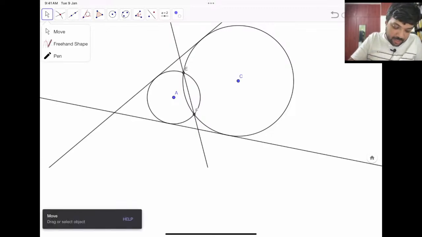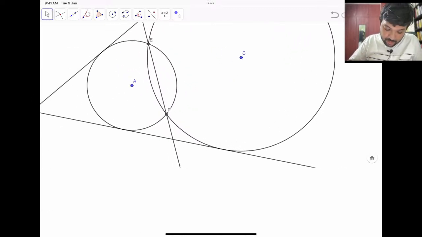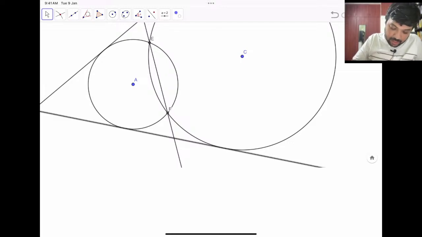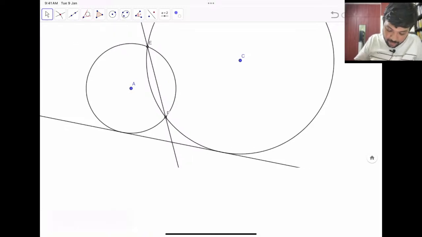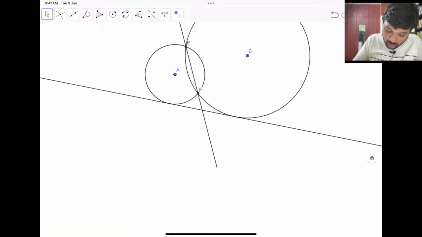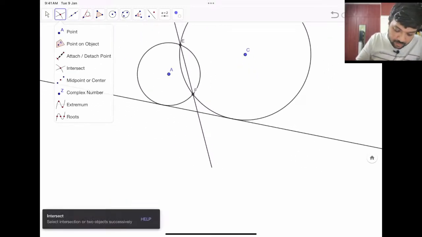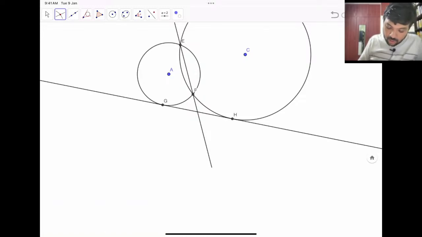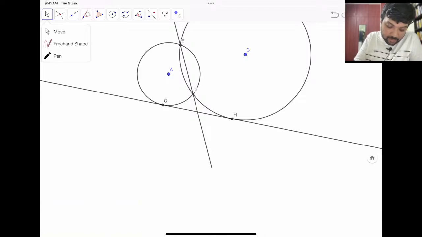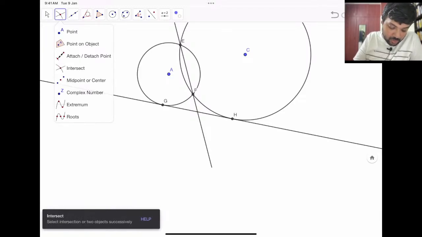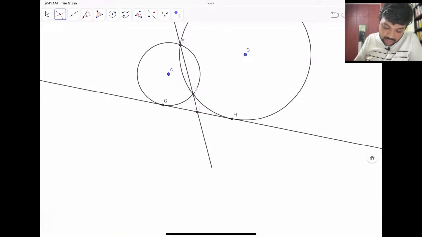I want you guys to pay attention to this here. Let's forget the other common tangent. Just focus on one of them. So if you notice here, all I'm saying is the line EF bisects GH. Okay, so let's see whether that's true.